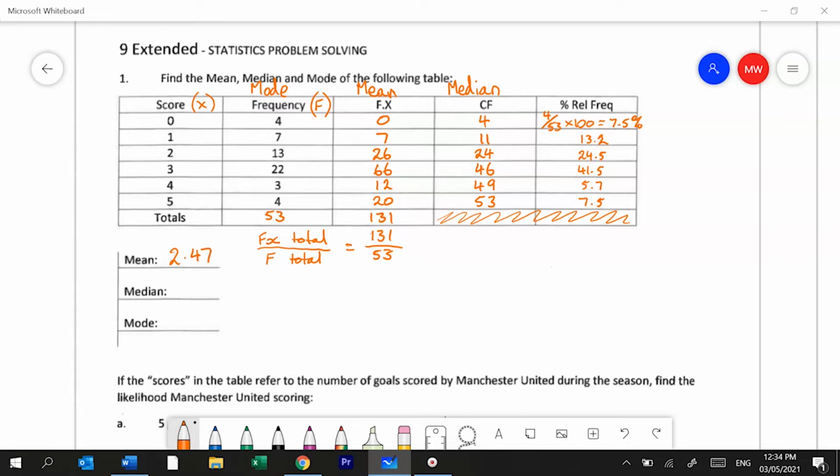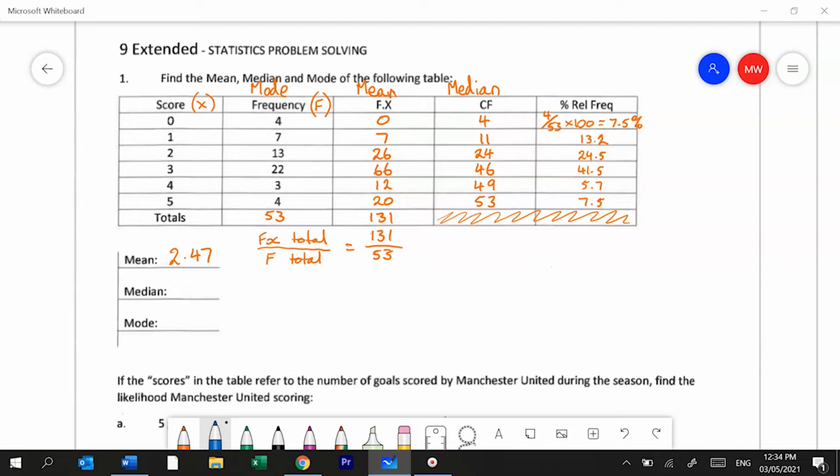Right, the median score is the middle score. Now, imagine these were 53 numbers lined up from 0 through to 5, smallest to biggest. There'll be 53 numbers all on the line. So you're looking for the score that's right in the middle. What you could do is say 53 divided by 2 is going to give you 26.5, so I'd be looking for the 27th score.